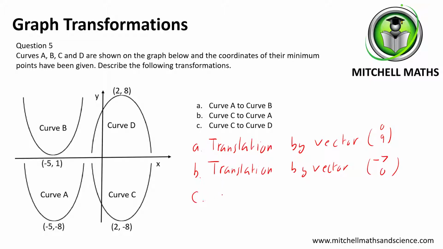And part C is curve C to curve D, where we can see that all that's happened is the negative y values become positive. So that's a reflection, so reflected in the x-axis. Okay, so those are your 3 transformations for those curves.